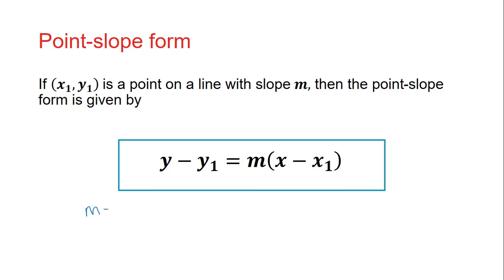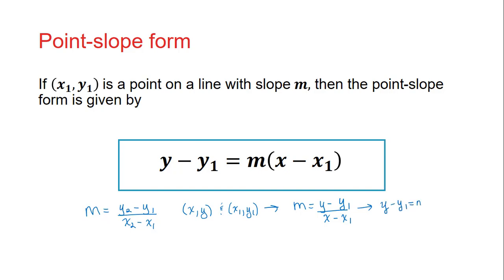Recall that m equals y sub 2 minus y sub 1 divided by x sub 2 minus x sub 1. So if x1, y1 is a known point on the line, and then xy represents any point on the line, then the slope formula becomes m is equal to y minus y sub 1 divided by x minus x sub 1. And then we can cross multiply to get y minus y sub 1 is equal to m times x minus x sub 1.